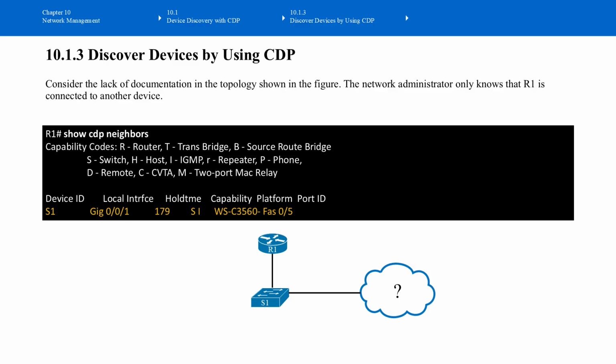There's one device, switch 1, S1, and then the local interface of switch 1 is Gigabit Ethernet 0/1. The hold time is 179. Capability, S I platform. Oh, by the way, S, that's switch. I, this is the IGMP. And then it shows the platform, also the port ID, Fast Ethernet 0/5.